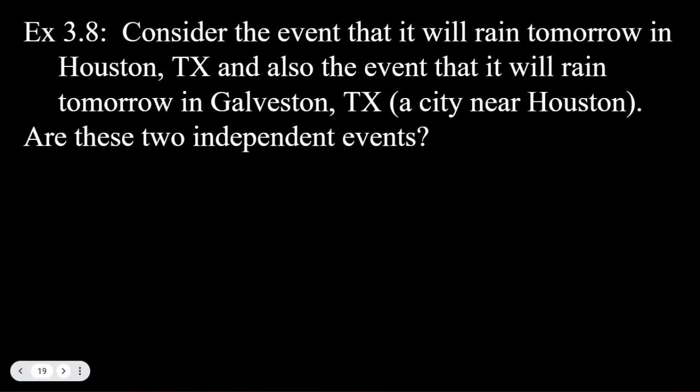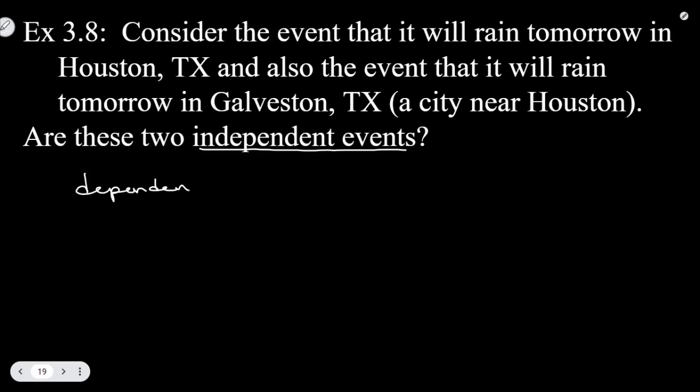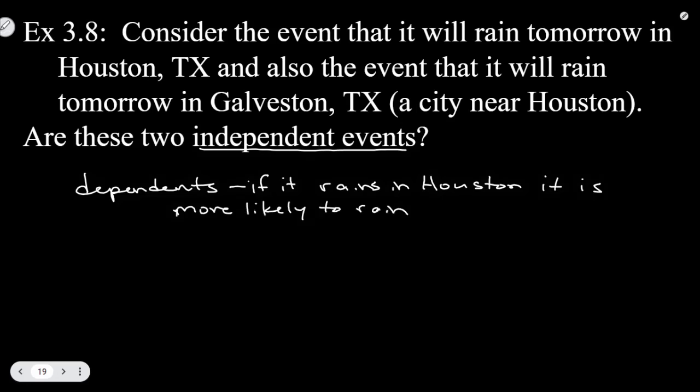Example 3.8. Consider the event that it will rain tomorrow in Houston, Texas, and also the event that it will rain tomorrow in Galveston, Texas, a city that is near Houston. Are these two independent events? So independent means the outcome of one does not affect the other. I would say that these are probably dependent events, because, well, let me say it this way. If it rains in Houston, it is more likely to rain in Galveston because they are near each other.